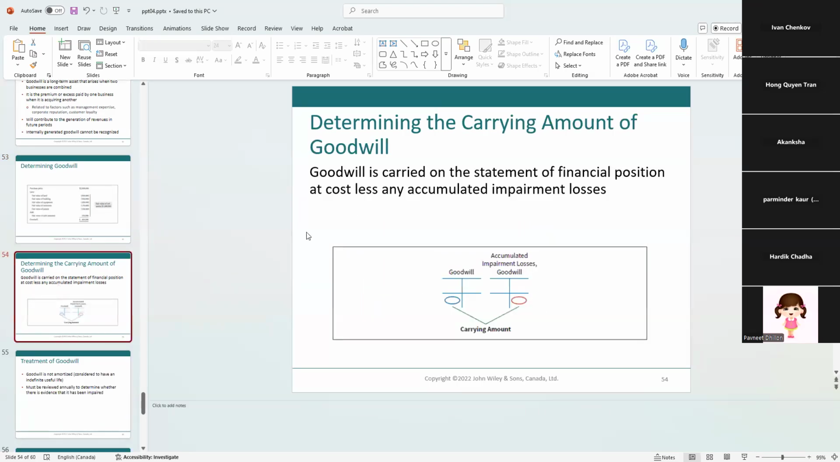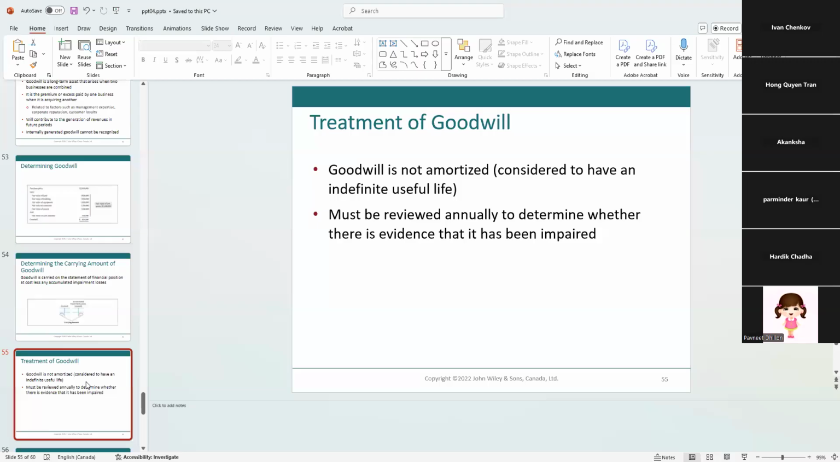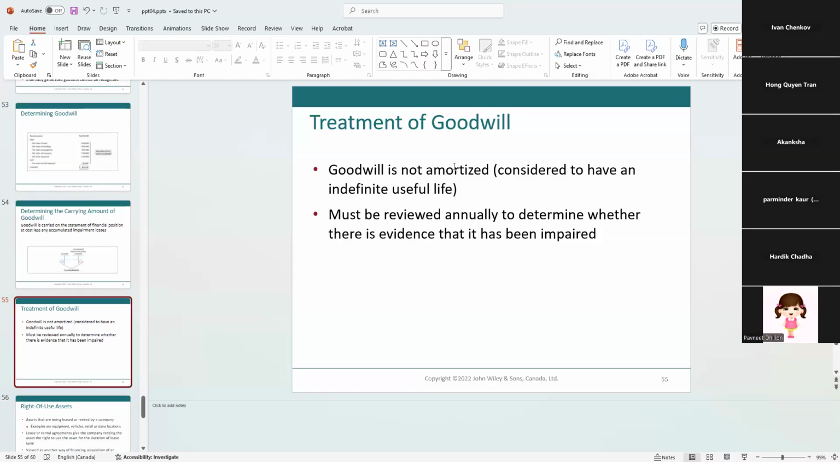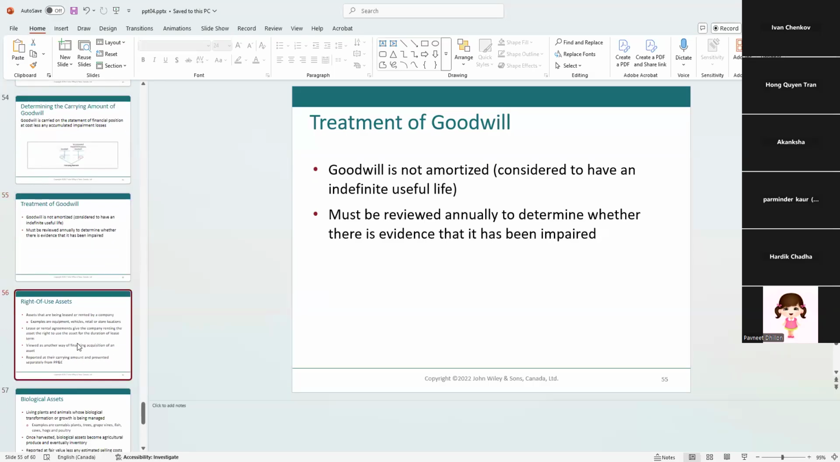How are we going to determine the carrying amount of the goodwill? The same way we determine the carrying amount of the assets. Since goodwill is an asset, we're always going to have a goodwill carrying amount. In this case, there will be no amortization. We cannot amortize the goodwill, but we can test it for impairment and record impairment loss. Again, goodwill is not amortized. It can only be impaired.